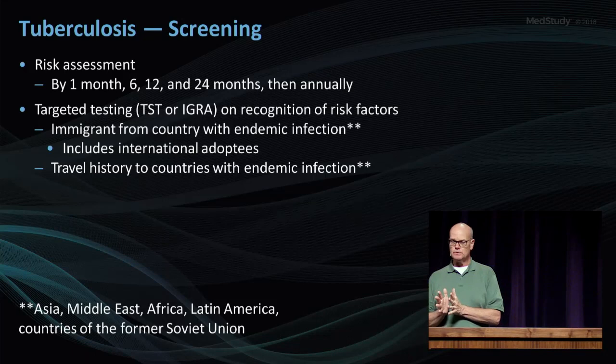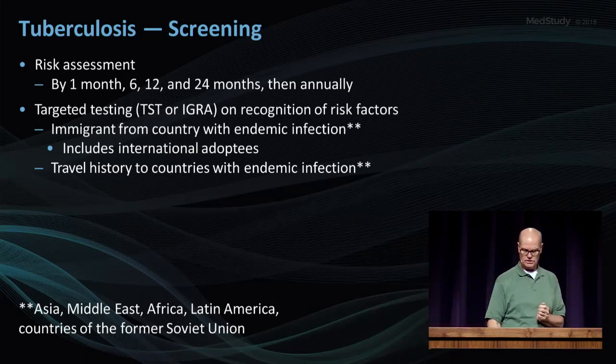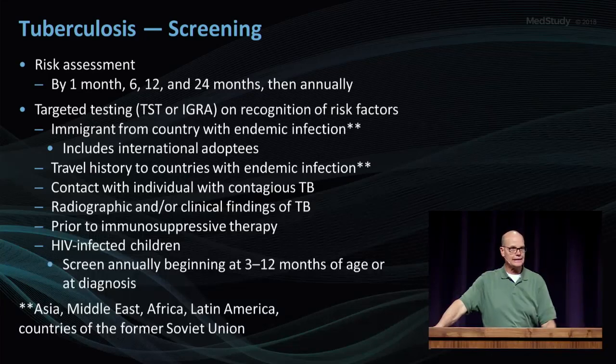Immigrants from countries with endemic infection or travel to those countries, they're listed there. Contact with an individual with contagious TB, radiographic or clinical findings, prior to immunosuppressive therapy, that's a common one. And then in HIV-infected individuals. I would add to that risk factor visiting individuals who are incarcerated.